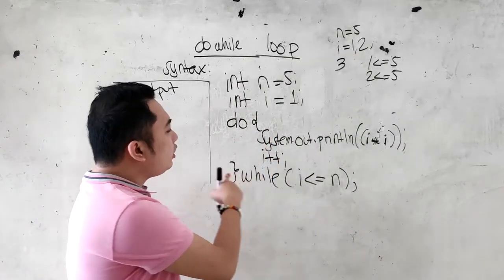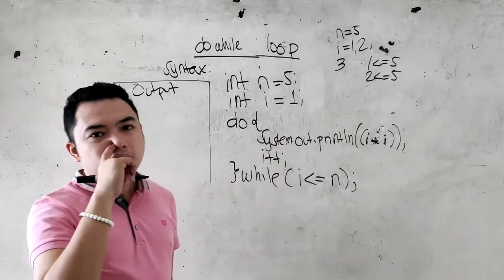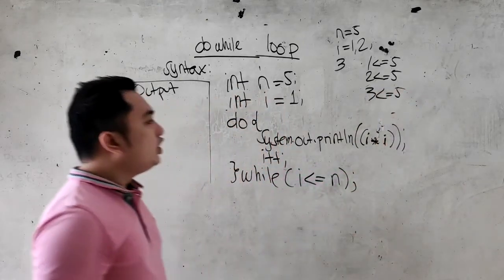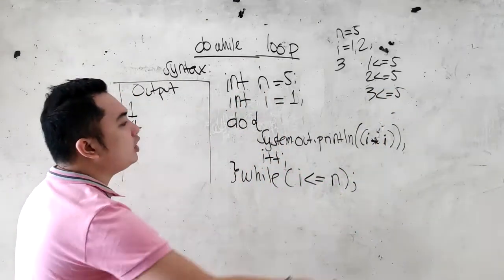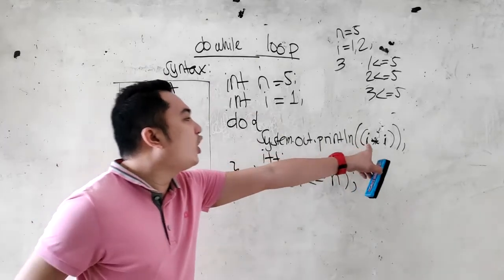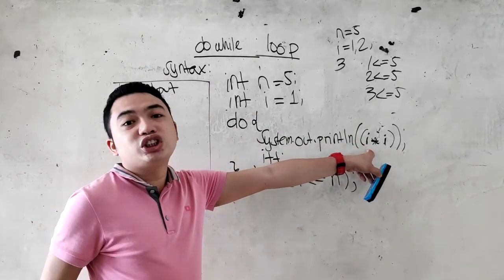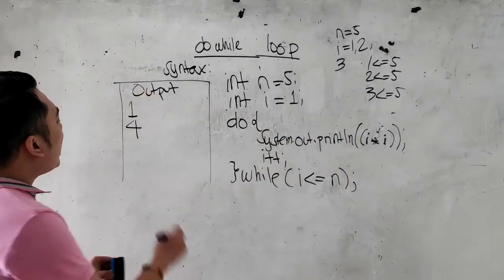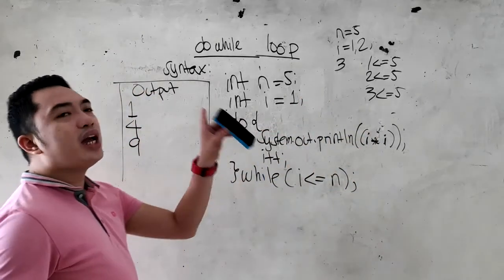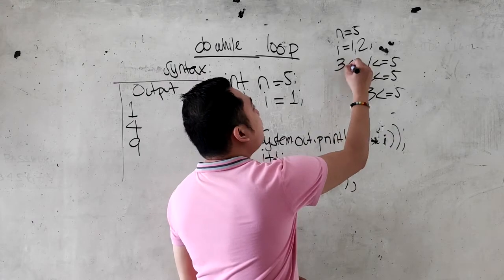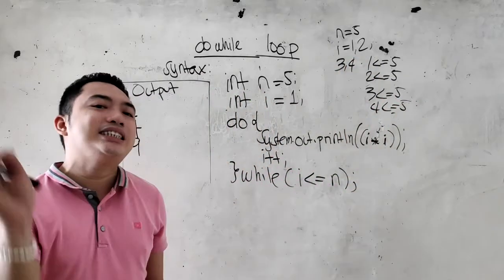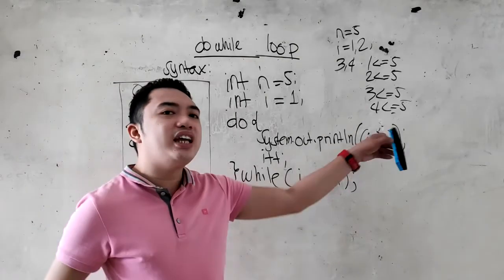Then it will evaluate the condition. 3 is less than or equal to 5, so that is true. It will print the result of i times i, where the current value of i is 3. So 3 times 3 is 9, and it will be printed. Then i plus plus, and our i will become 4. 4 is less than or equal to 5, so that is still true. It will execute the statements again.